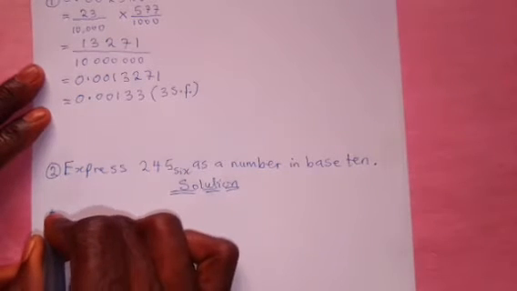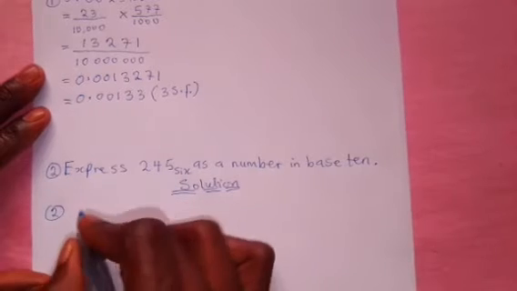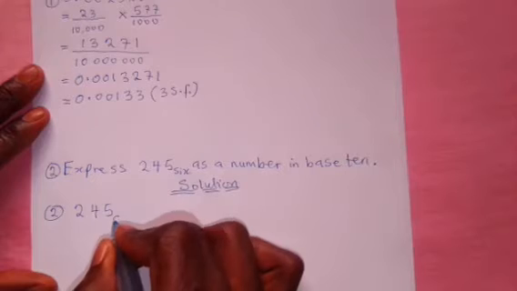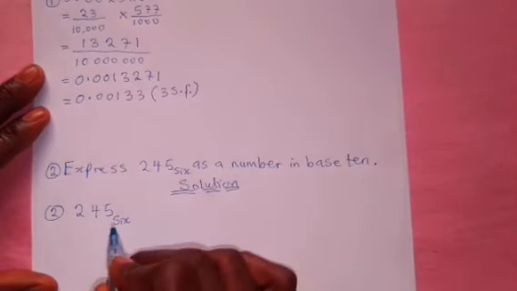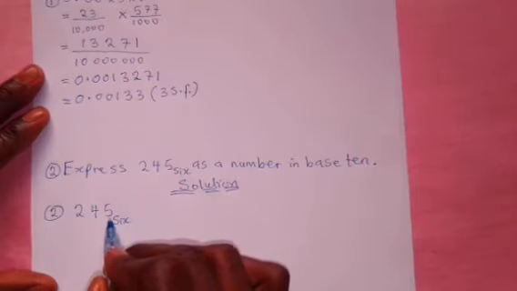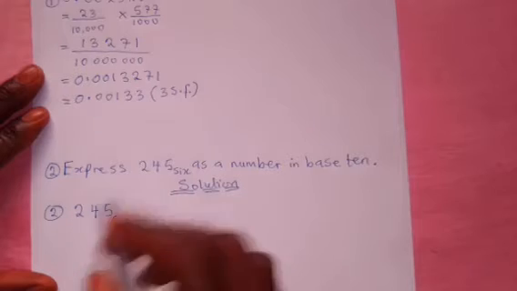Now, to answer this question, the first thing we are going to do is write this particular value given to us, which is 245 base 6. To convert it from base 6 to base 10, we have to first determine the place value of 6 in each digit. And how do you do that?